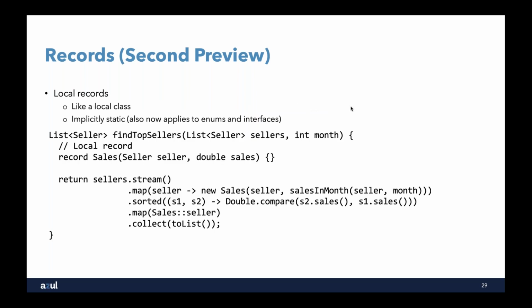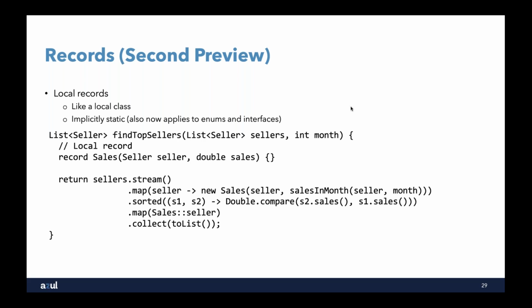The other thing they did in the second preview of records was to introduce the idea of local records, which is, I think, really good. What this allows us to do is to put a local record within a method, and it is implicitly static. The other great thing is this now also applies to enumerations and interfaces. So you can use those within methods as well.